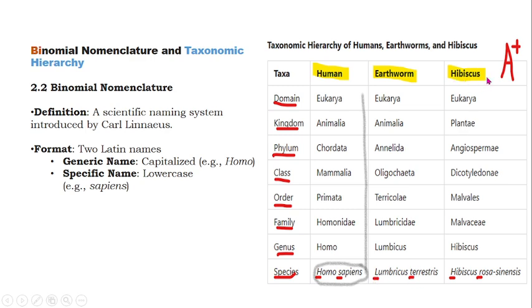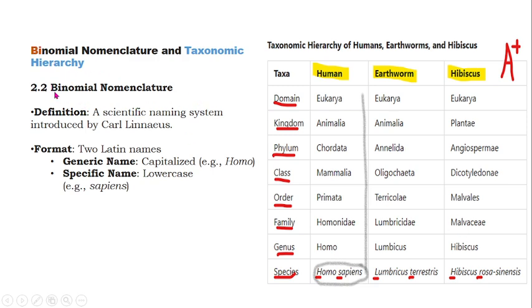When we come to hibiscus, it is Hibiscus rosa sinensis. Now this is the scientific name of hibiscus. So this Hibiscus, this is the genus name, and it starts with a capital letter. Now this one is a species name, which starts with a small letter. So I hope you are understanding binomial nomenclature.